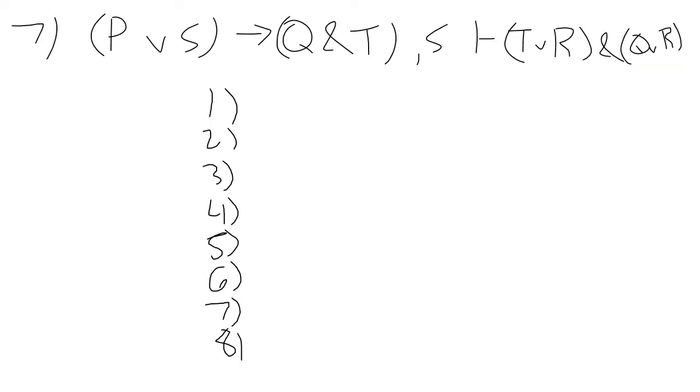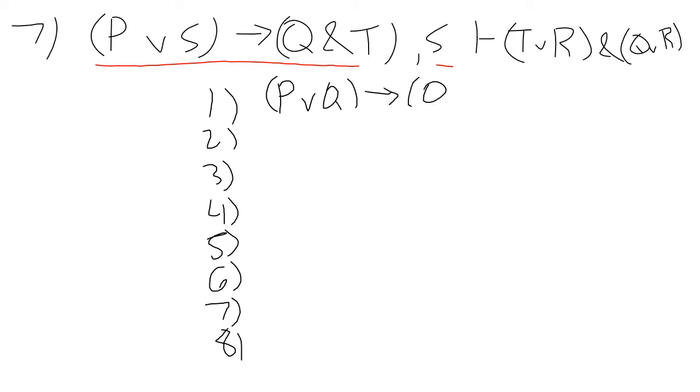This one's a little interesting, a little challenging compared to the other proofs that we've done. So we've got two premises here. Q arrow T, it's an assumption. 1. S, it's an assumption. 2. What's our conclusion here?